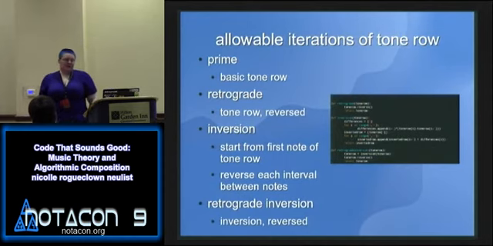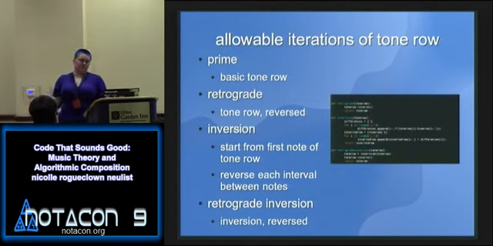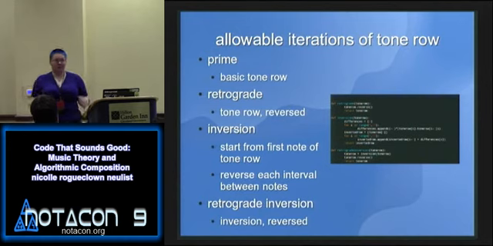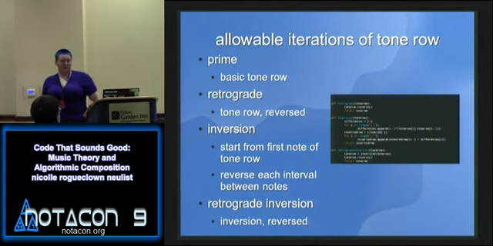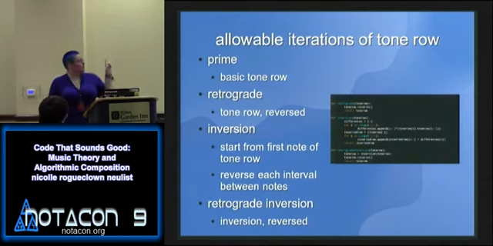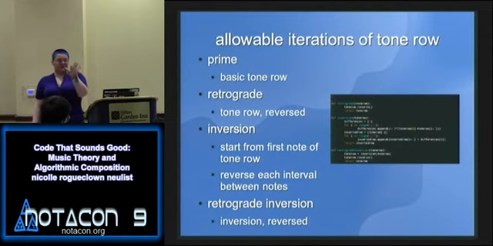Then, under the conventions of 12-tone music, there are 4 allowable basic orders of the tone row. There's the prime, which is just that tone row that has been defined by the original tone row generator, if you will. Then there's the retrograde, which is just backwards. The retrograde method there, it's a little small. I'm sorry, it's a little hard to read. It says retrograde tone row. That's just tone row dot reverse. It reverses the items in that list that was generated.